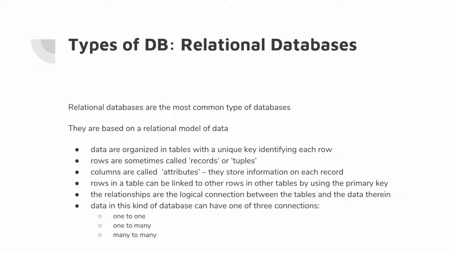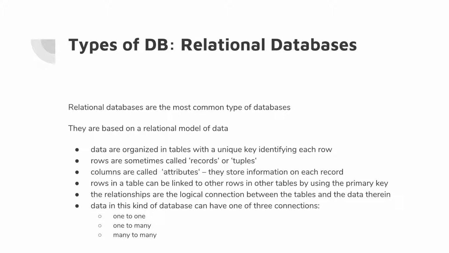The data in this kind of database can have three kinds of connections. It can have a one-to-one connection: one point is connected to another point. Or it can have a one-to-many connection: one point is connected to many points. It can also be the other way around; a many-to-one connection is also possible. And it can have many-to-many connections: many things in a table are connected to many things in other tables. This is the kind of relations you can create or visualize with a relational database.